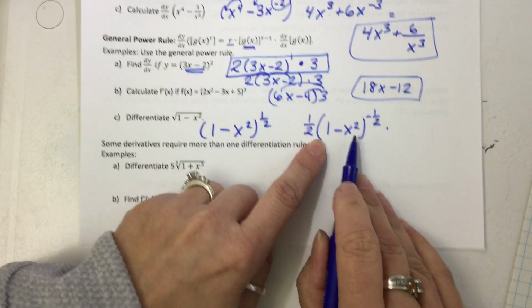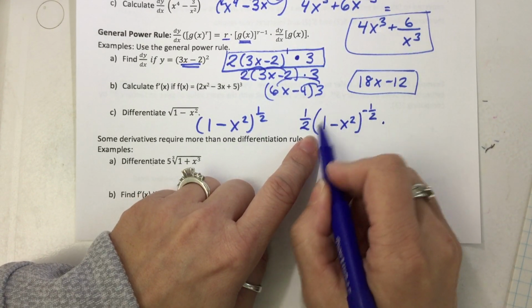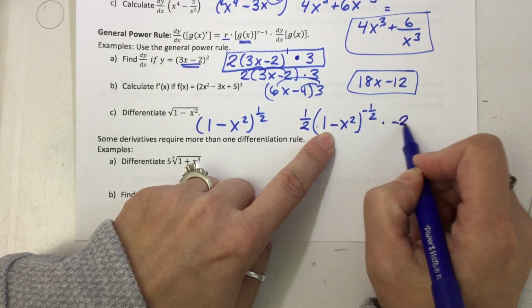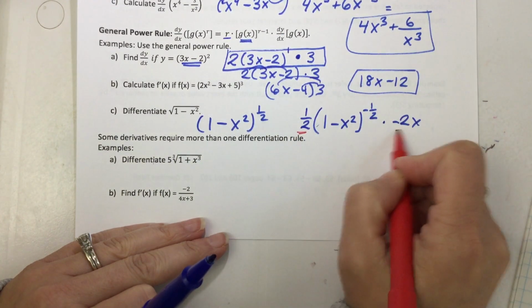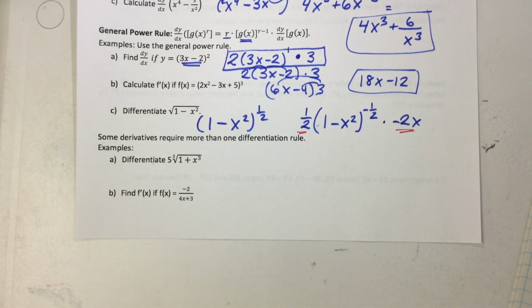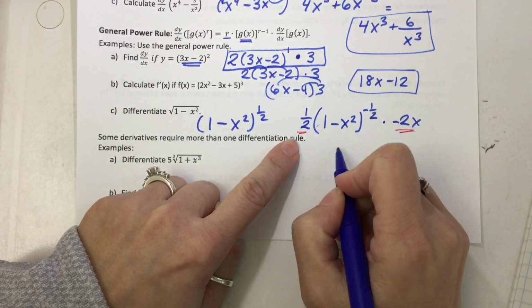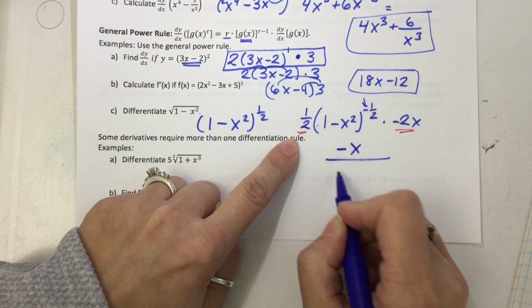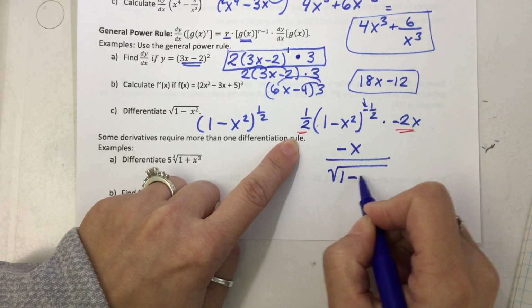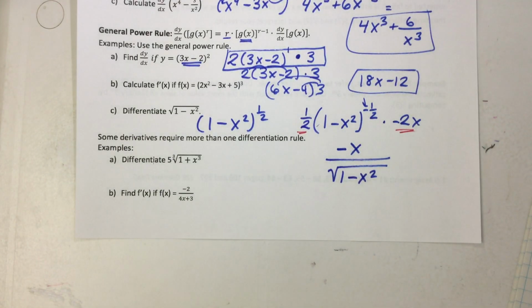Multiply by the derivative of whatever was on the inside. This is a 0. This would be a negative 2x. I'm going to go ahead and multiply this by this because it's just one term by one term. 1/2 of a negative 2x, well, that's just a negative x. This is negative, so it goes on the bottom. So I have a square root of 1 minus x squared on the bottom.